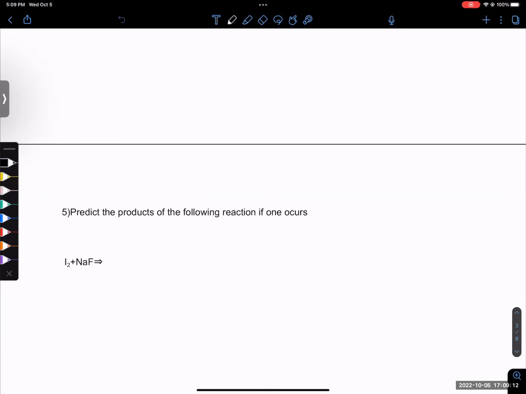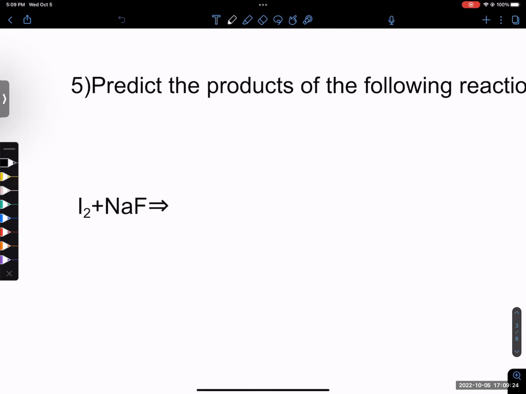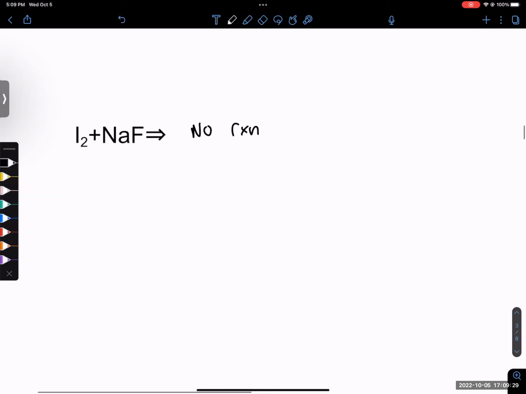Correct. What she said is because fluorine is at the top of the activity series, iodine will not be able to displace fluorine or fluoride. Therefore, in this case, there's no reaction. You don't have any products formed. Now, if you had switched this to F2 reacts with sodium iodide, because fluorine is more reactive than iodine, it's going to displace the halogen iodide, and you're going to form sodium fluoride and I2.